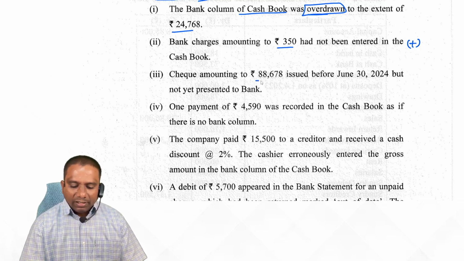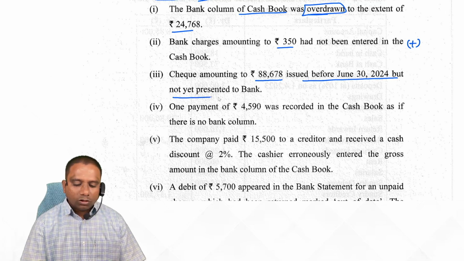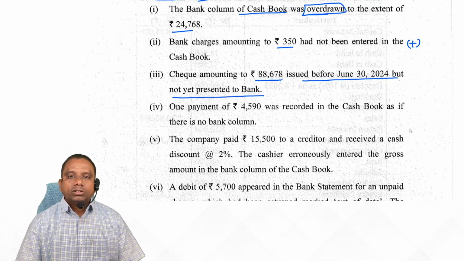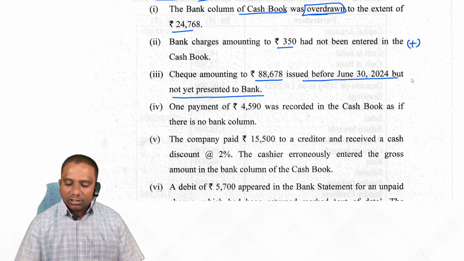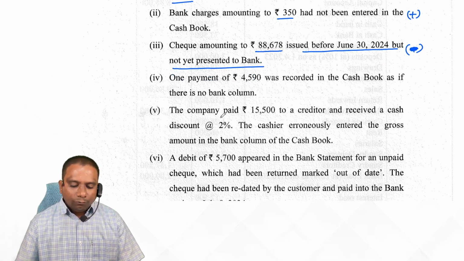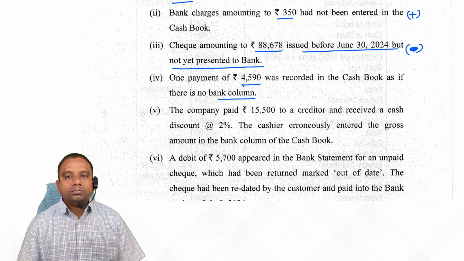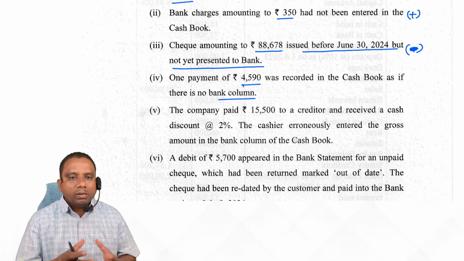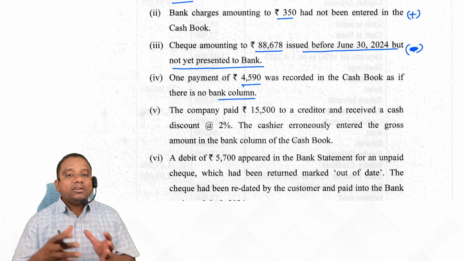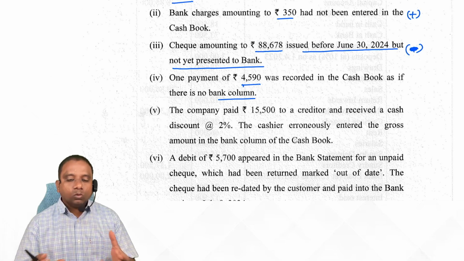Checks amounting to 88,678 issued before 30th June 2024 but not yet presented to bank. See, checks are already issued, so cash book OD increases whereas passbook OD does not increase. So deduct, minus. Next one. One payment of 4,590 was recorded in the cash book as if there is no bank column. That means we have made a payment but it is not entered in the bank column of the cash book. Cash book OD less whereas passbook OD is more.